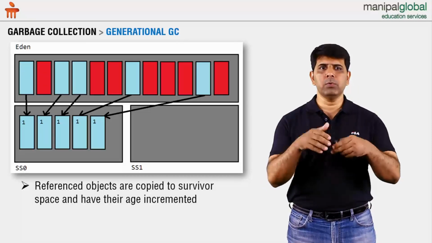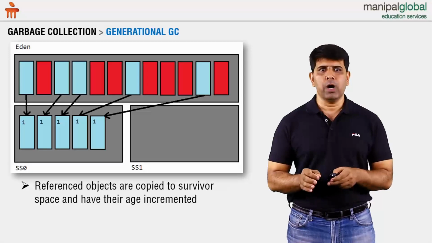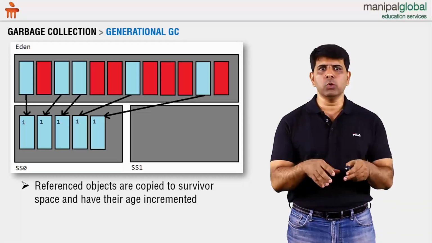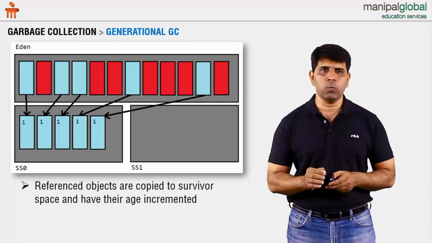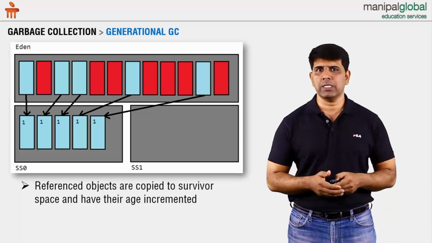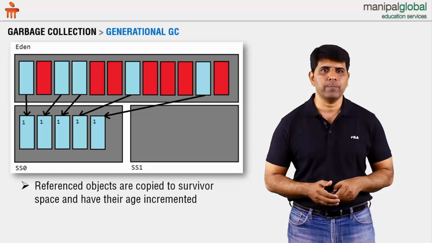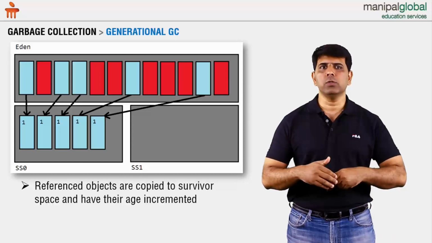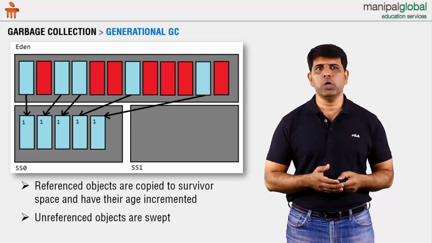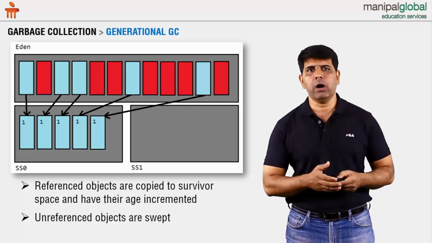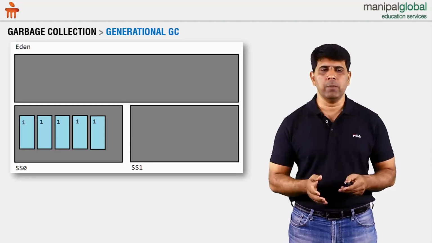They all will be moved to SS0, or what is called the to survivor space. And they are also given an age of 1 because it is the first time they survived a garbage collection life cycle. The next step would be to clean up that area, and when you clean that area, the unreferenced objects all will be swept and it's clean now.